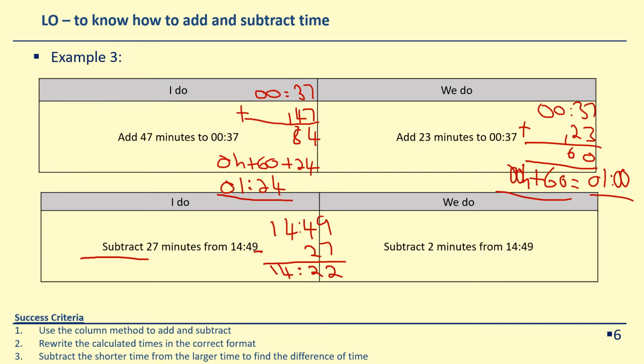Really simple. Okay, pause the video, have a go at the we do. Press play when you're ready for the answer. That was a very easy we do you've been given there. So we have 2 minutes, so we can take 2 from 49 and we end up with 14:47.